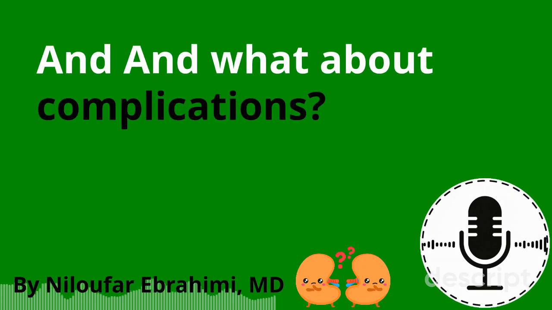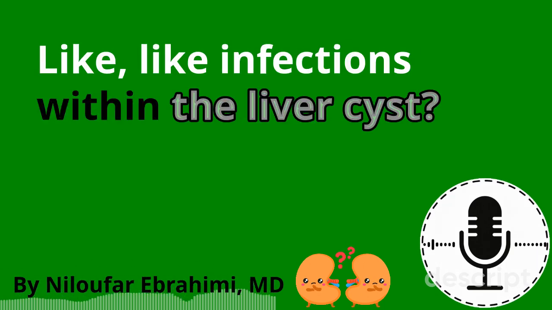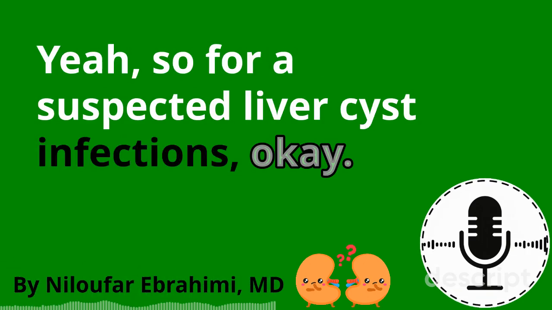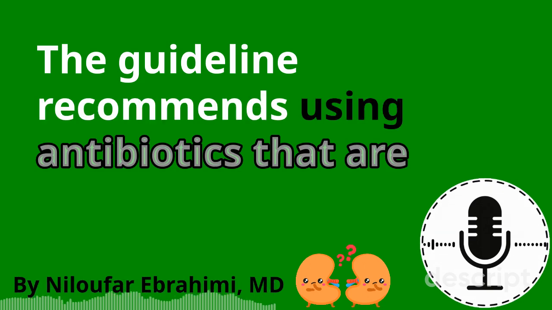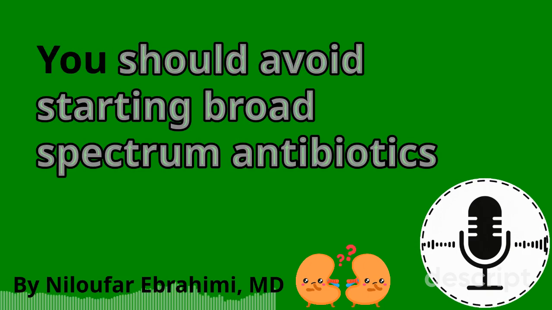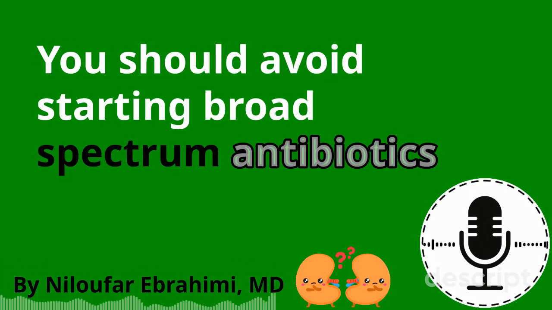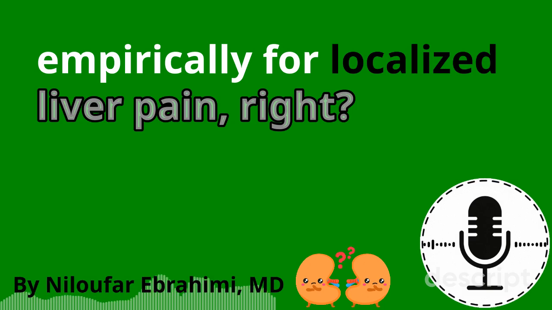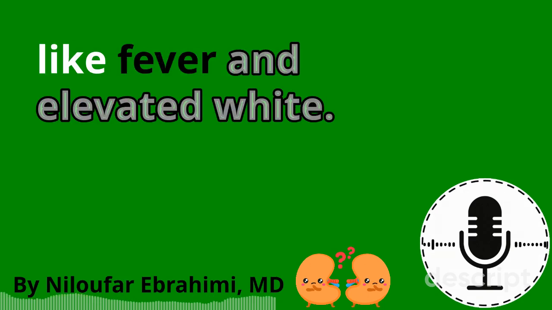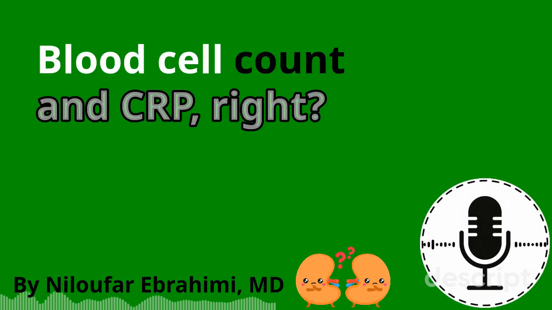And what about complications like infections within the liver cysts? So for suspected liver cyst infections, the guideline recommends using antibiotics that are effective against gram-negative bacteria. You should avoid starting broad-spectrum antibiotics empirically for localized liver pain, unless there are also signs of infection like fever, an elevated white blood cell count, and CRP.